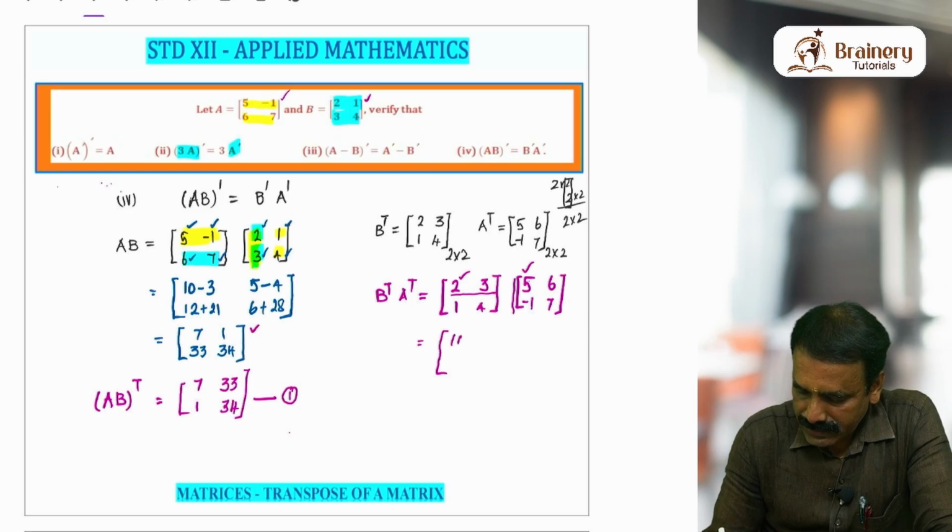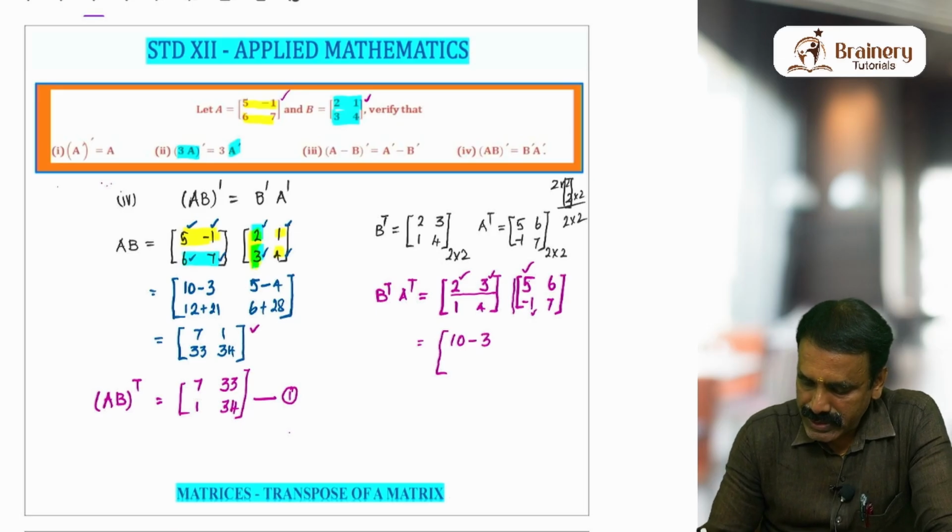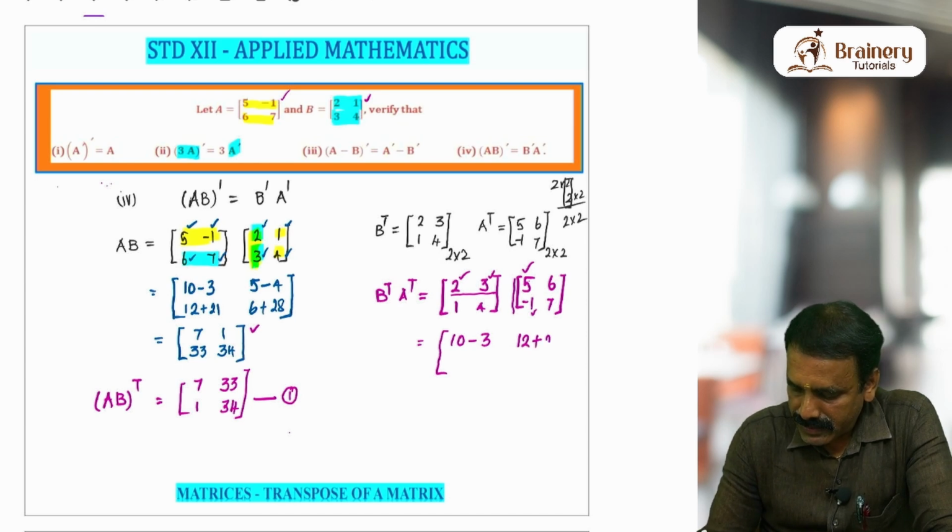2 5s are 10. Second element is multiplied with the second element. 3 into minus 1, it is minus 3. 2 into 6, 12. Second row multiplied with second column. 3 7s are 21.